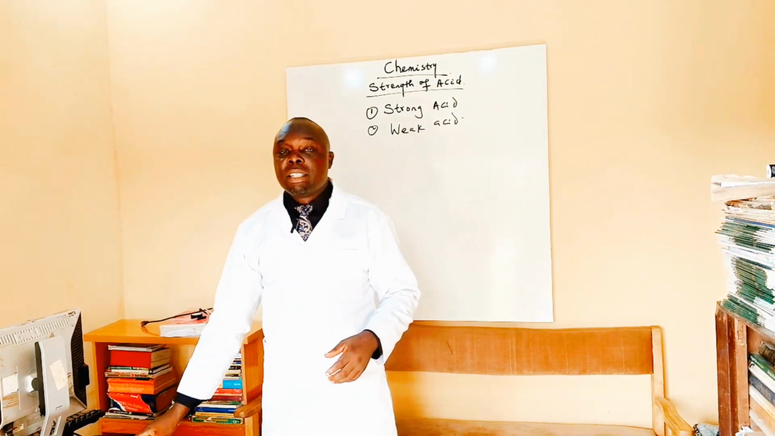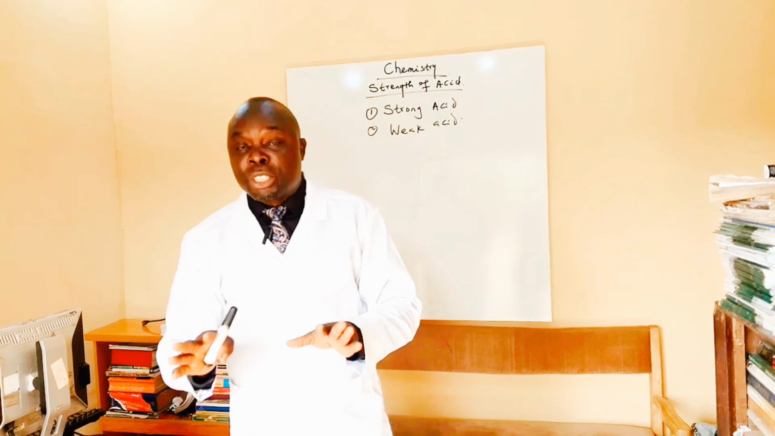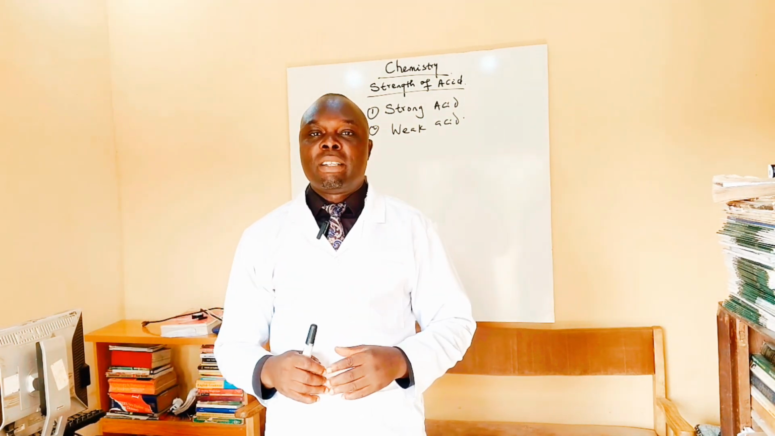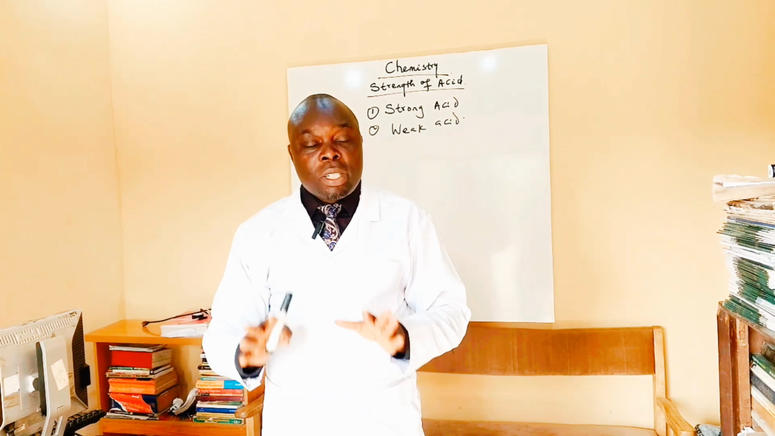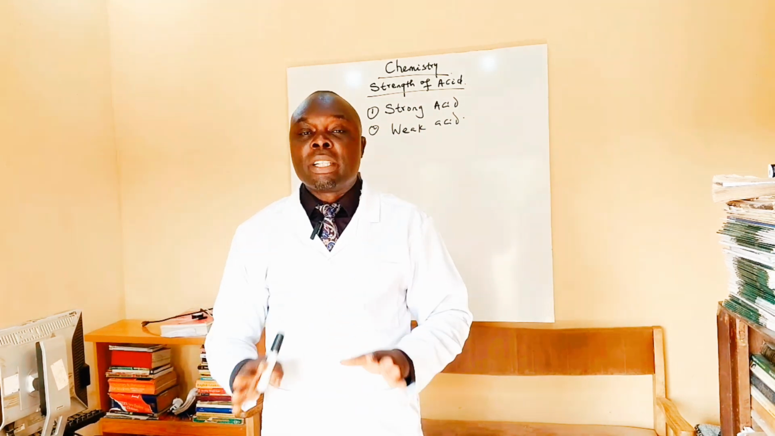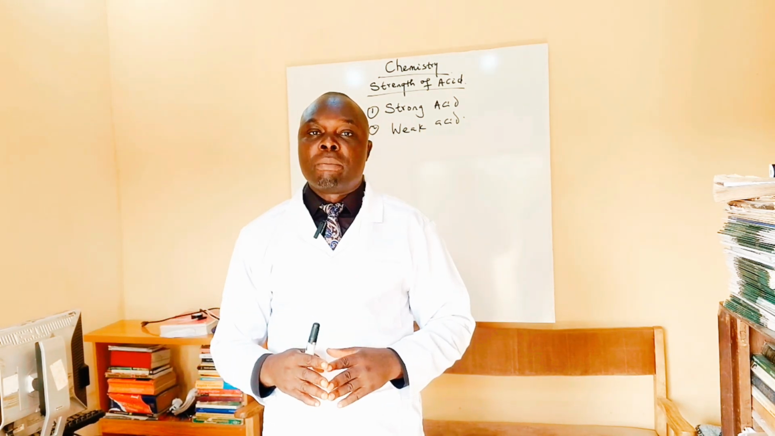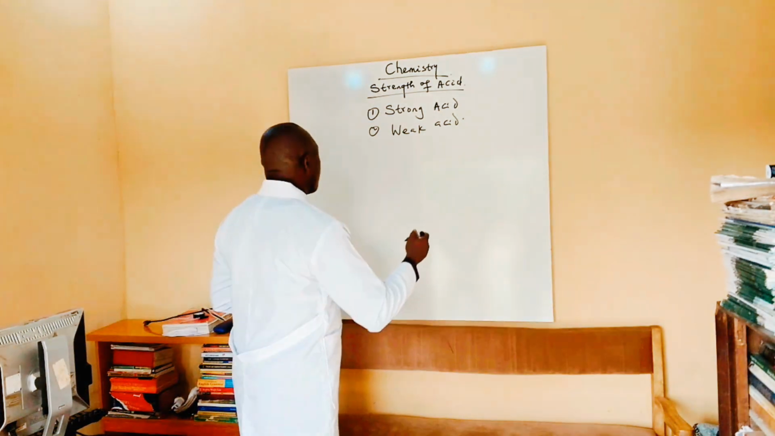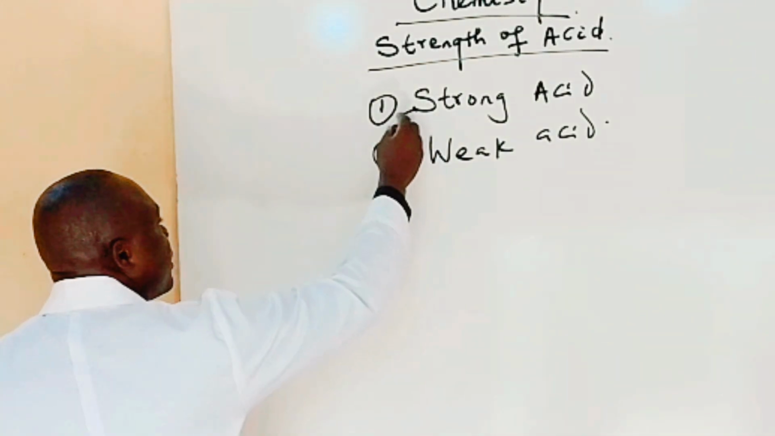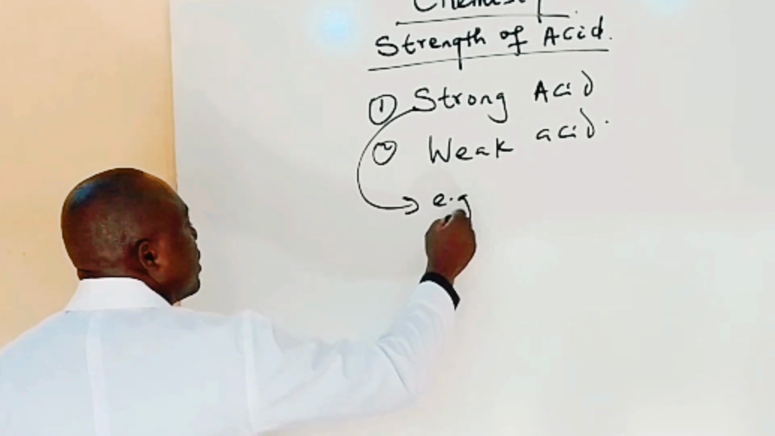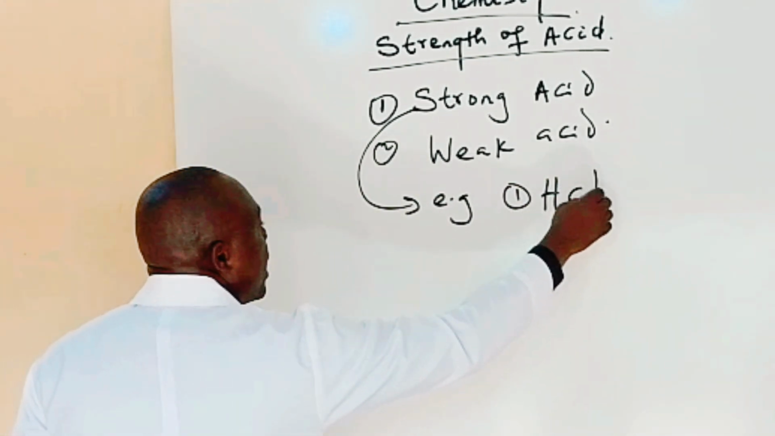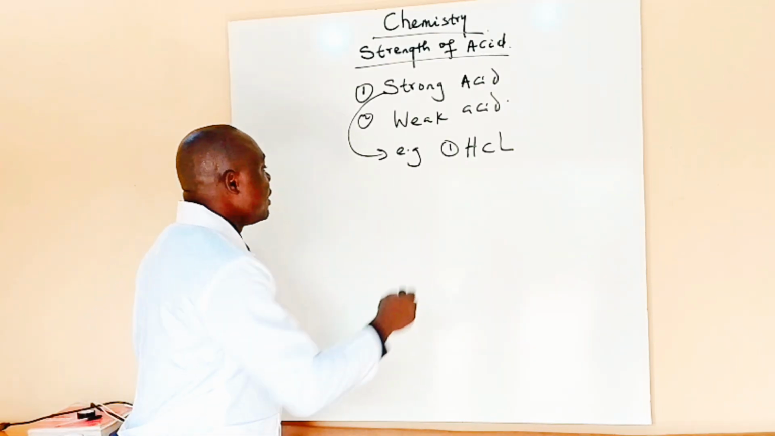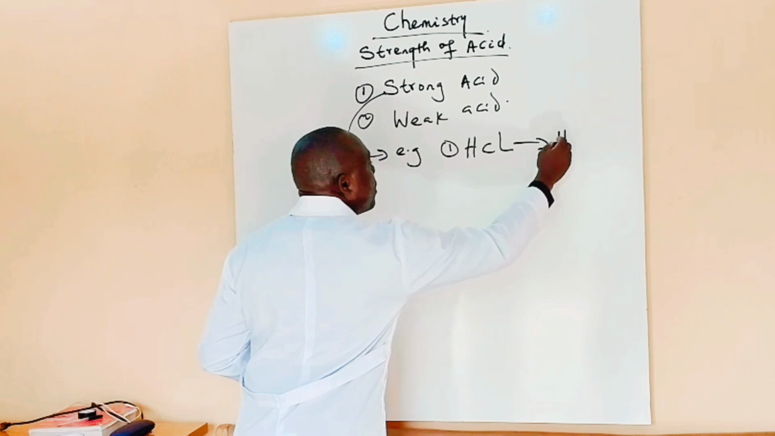Strong acid is an acid that dissociates or ionizes completely in water. If we put strong acid in water, that acid will completely dissociate, break down in water. Examples of strong acid are the following. One, HCl, hydrochloric acid. When you put HCl in water, HCl dissociates completely in water.